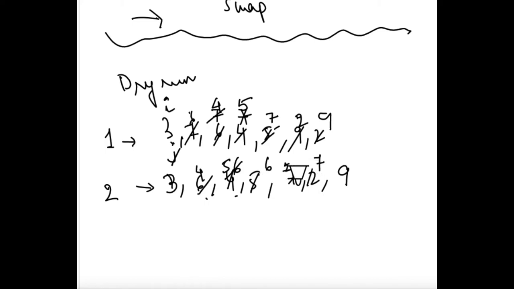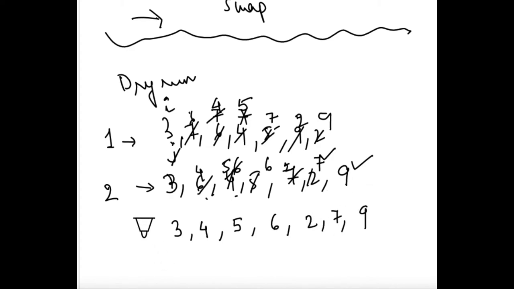Like I said, it will go to the last unsorted. Now 7 is in its correct position. 9 was anyway in the correct position. Now how does the array look like? At the end of the second pass, 3, 4, 5, 6, 2, 7, 9. So this is now going to start the pass 3.